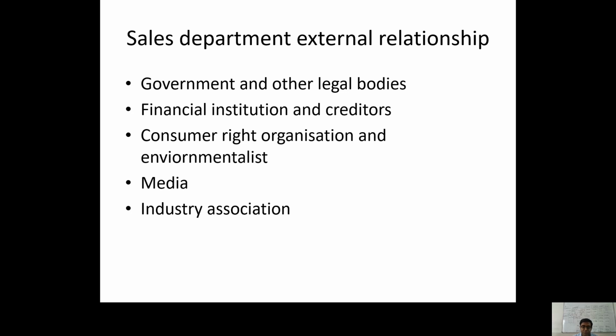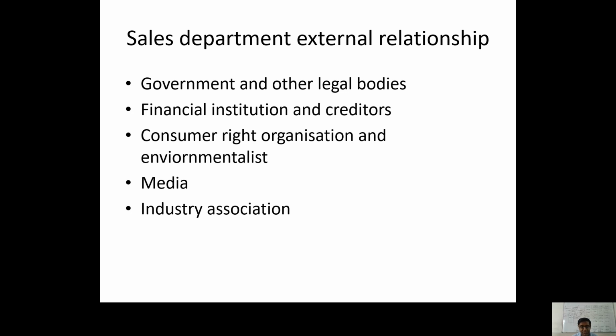Third, consumer rights organizations and environmentalists. Although today's organizations are very concerned about ecology, being green, and things related to the global environment, in some cases it is not possible to abide by all those terms and regulations, because up to certain extents there are some limitations which every organization has.